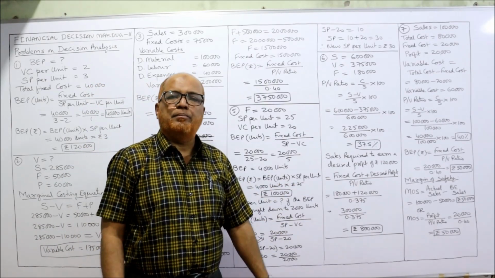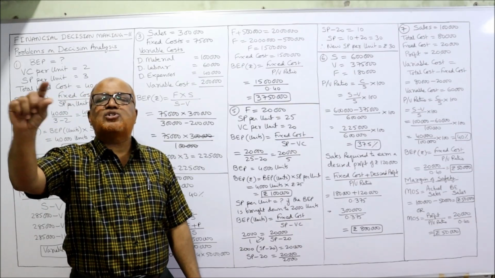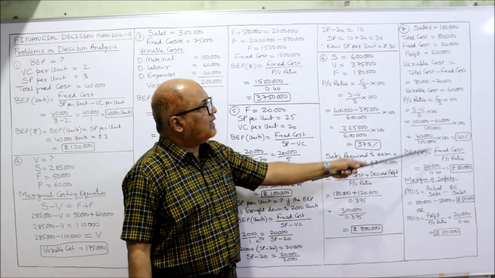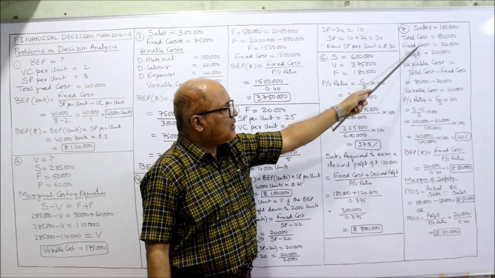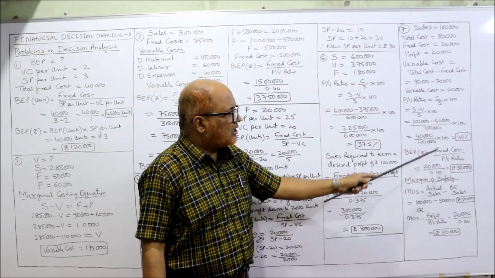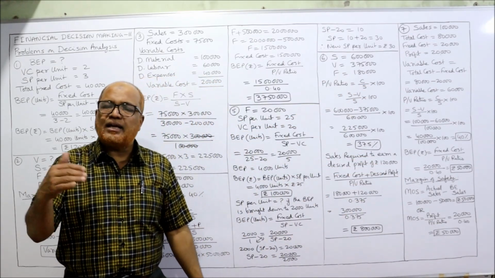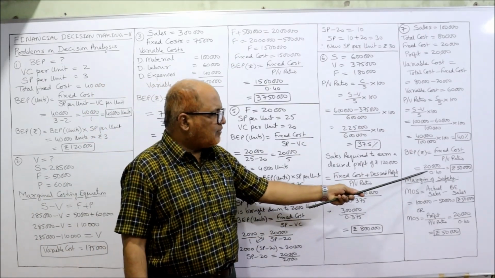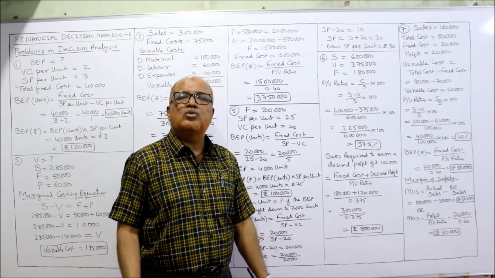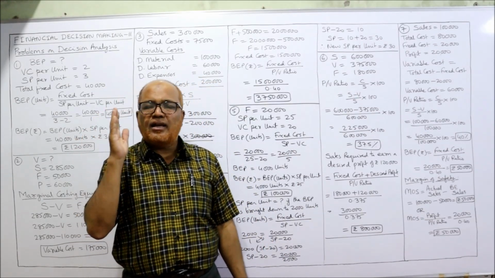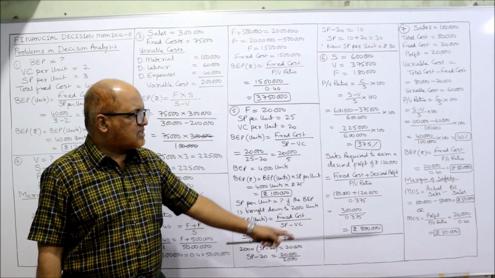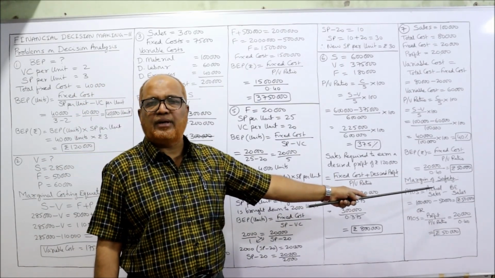Next one is BEP. Break-even point is equal to fixed cost by PV ratio. The fixed cost is given in the problem, 20,000. Here fixed cost 20,000 divided by PV ratio 0.4. We can take 40% or we can take 0.4. So 50,000. Two items we got. We have calculated PV ratio, we have calculated BEP. Now we need MOS, margin of safety.